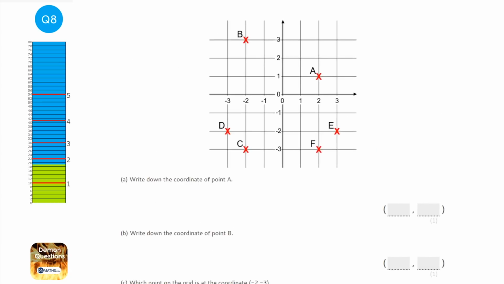Okay, so this question's about coordinates, and the biggest mistake with coordinates is getting them the wrong way around. So point A, which is this one here, it's either going to be 2, 1 or 1, 2. And the way of remembering it is you always go across first and then up. You go along the corridor, up the stairs. So you always read off the x-axis and then the y-axis. So the coordinate is 2 because we go 2 to the right from the middle, and 1 because we go 1 up. Now coordinate B is the same, so we're going along the corridor to -2, and then up 3. So we go to the left 2, and up 3.